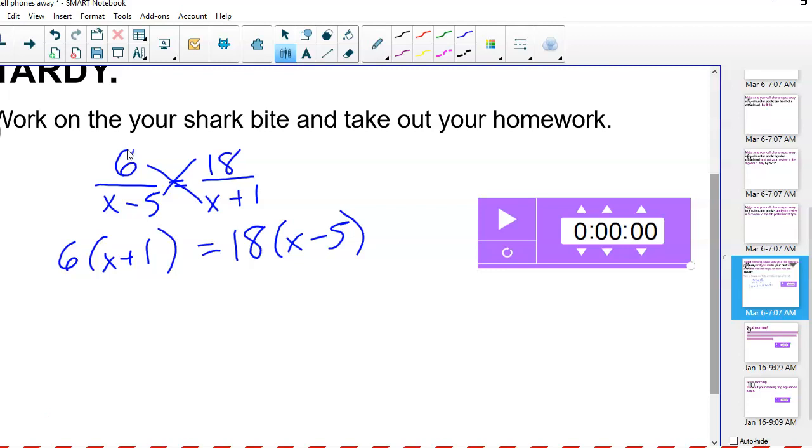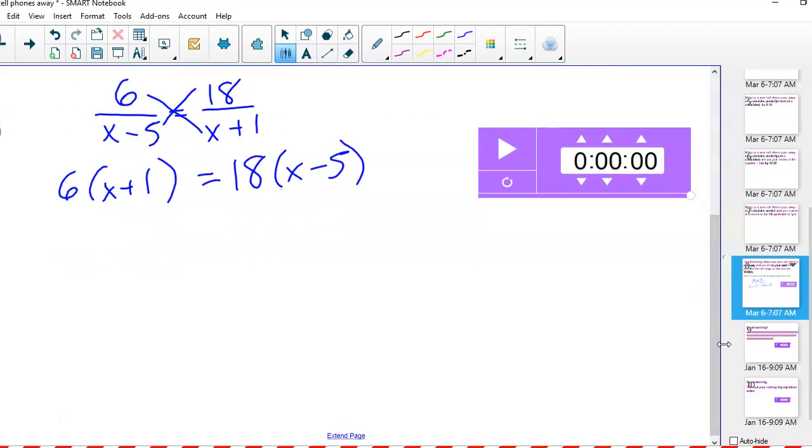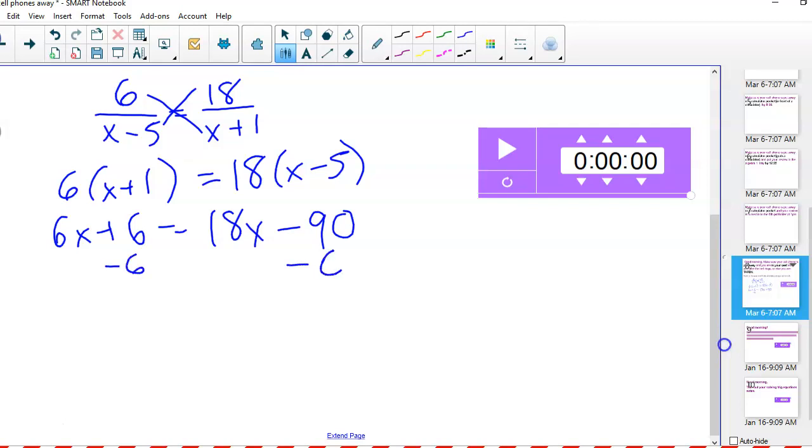And then how would we start solving this? Distribute. So 6x plus 6 equals 18x. What's 18 times negative 5? 90. Negative 90. And then from here you have a choice. What do you want to move? The 6. I heard the 6 first. The 90 would make less negatives, and that's okay. So we have 6x equals 18x minus 96.